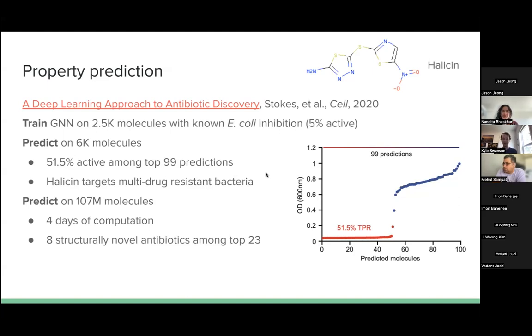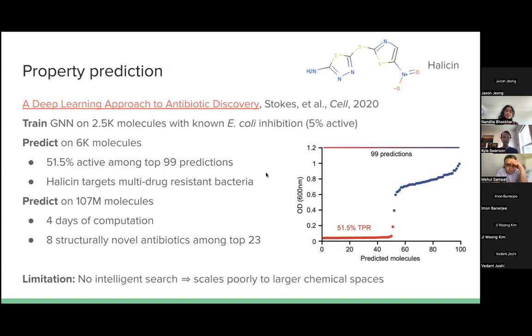Property prediction does seem like an effective method. But after doing this work, we realized there was still a pretty major limitation. Even though we're able to scale to these large spaces like 100 million molecules, we're not really doing an intelligent search. We're just going one by one through hundreds of millions of molecules, making predictions. And we don't really gain any information based on the molecules we've already predicted.